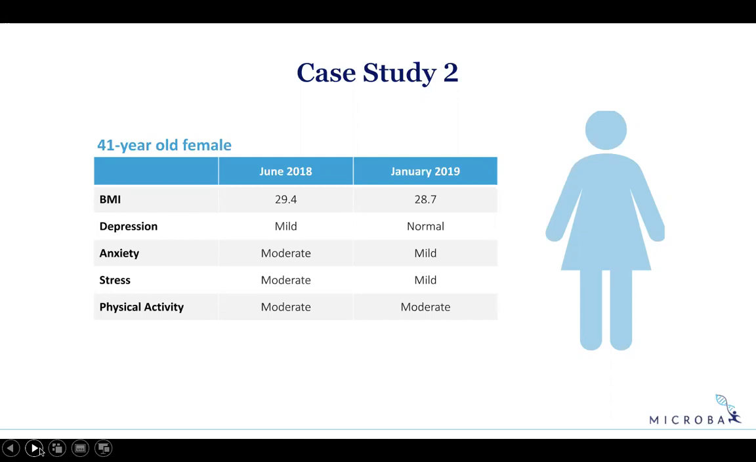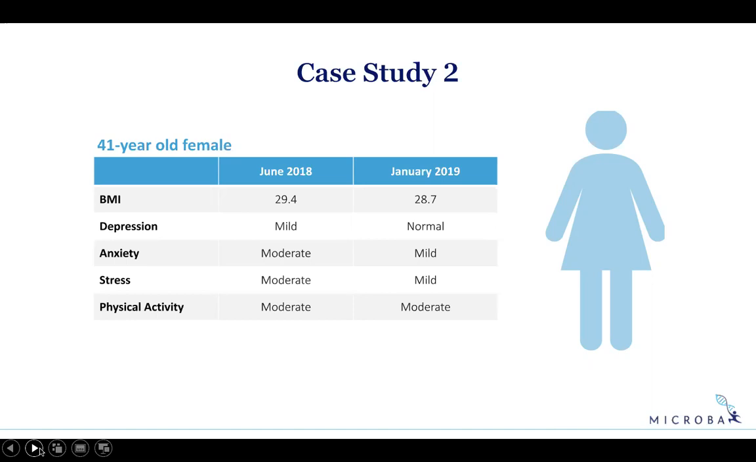Between the 2 kits, so January 2019, so 6 months went past, we saw around about a 0.7 decrease in her BMI. So it was about 3 kilos for her height and weight. We also saw an improvement to her concerns around depression, anxiety, and stress, which is an excellent win.